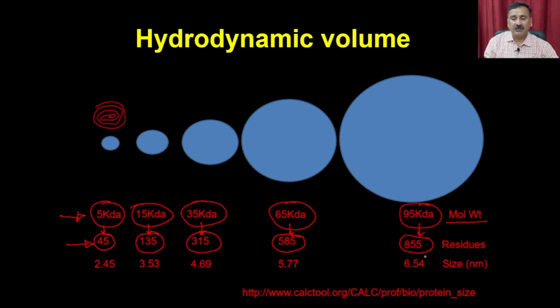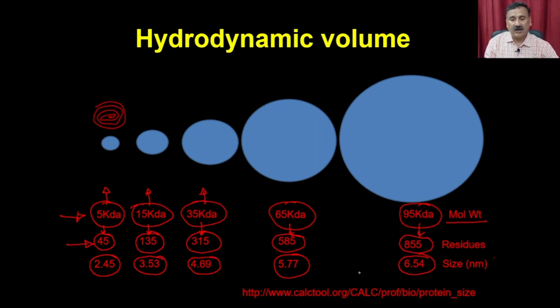Now, you see that the radius of these proteins, or these balls, is 2.45 nanometers in the case of the 5 kDa protein, 3.53 in the case of the 15 kDa protein, and 4.69 nanometers in the case of the 35 kDa protein, and 5.77 as well as 6.54 in the case of the 65 and 95 kDa proteins respectively.